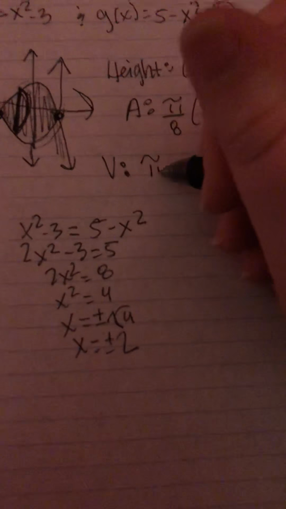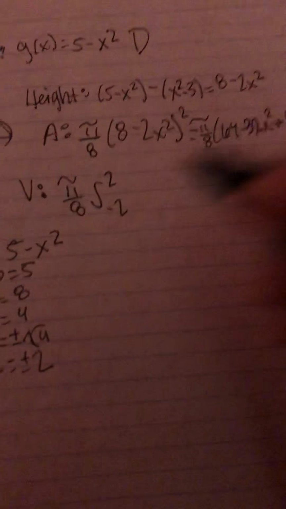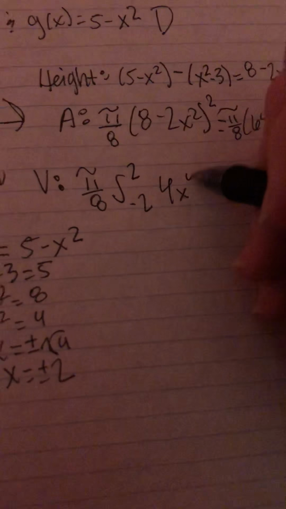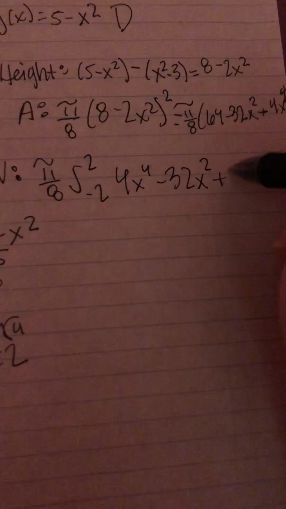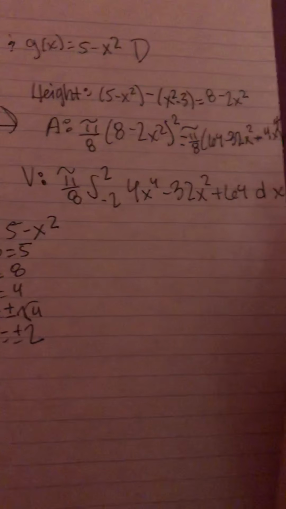So we're going to put pi over 8 over here just to make life easier. The integral from negative 2 to 2 of 4x to the 4th minus 32x squared plus 64 dx. To solve this, we need to find the antiderivative.